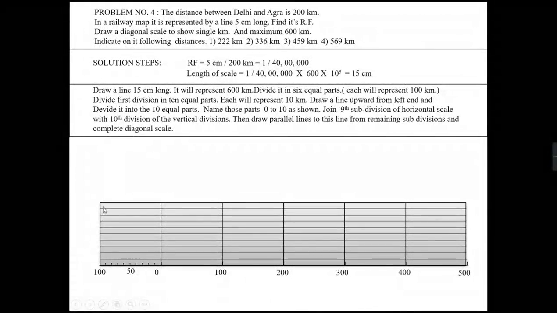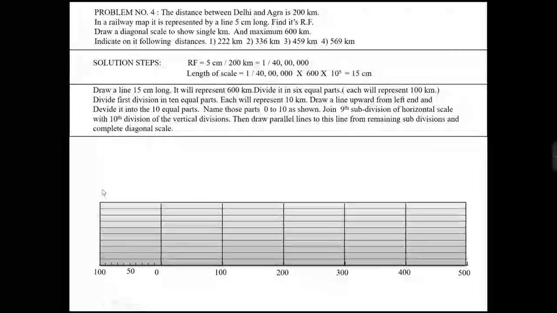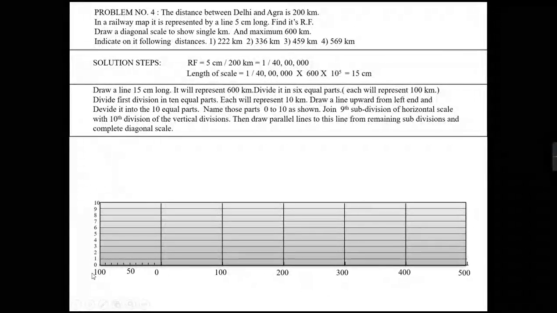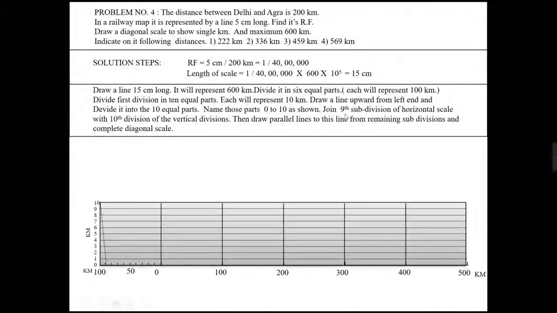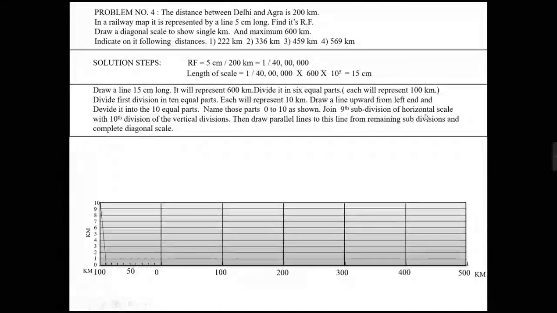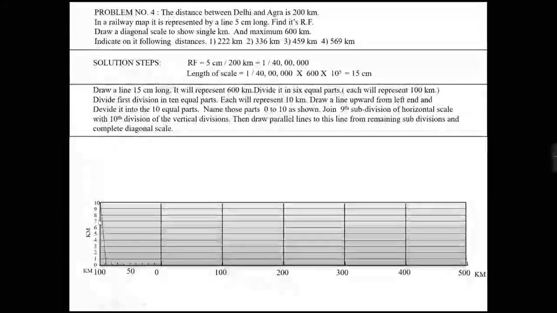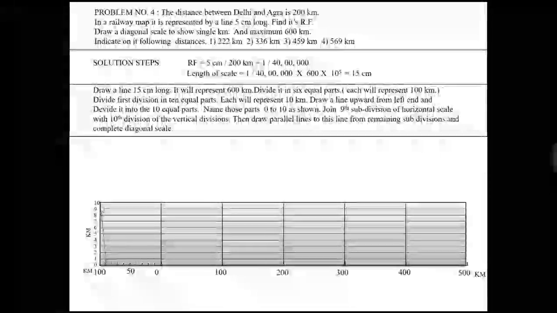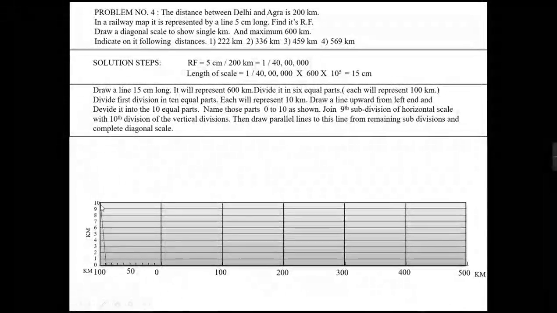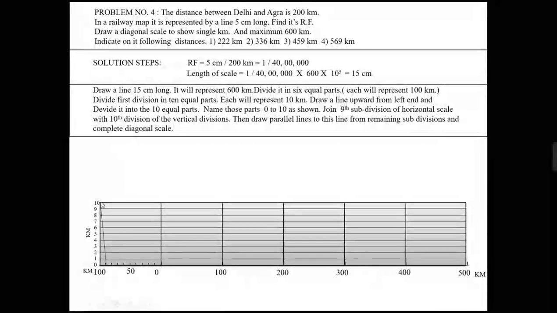After dividing it into the 10 equal parts, I will mark the points from bottom to the top, 0 to 10. Then I will join the ninth subdivision of the horizontal scale, that is this one, with the 10th division of the vertical division, this one. You can see here this part looks like a diagonal scale, as in the previous slide I have shown you. This portion is nothing but the diagonal line. Because of that it is called a diagonal scale.